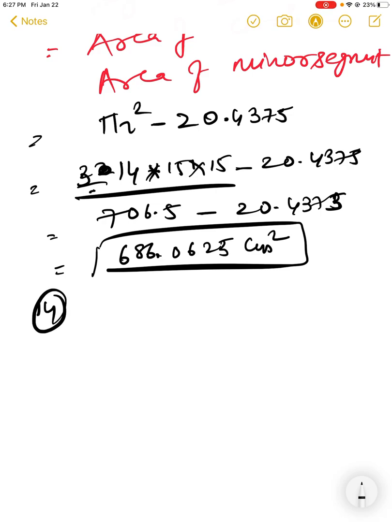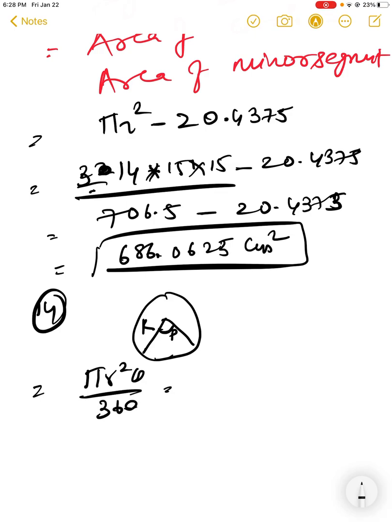Because that is your multiple choice question. 14. Choose the correct answer for the following. Area of sector of angle P of a circle with radius R. Okay, this is the circle, and P is given to you. Radius is equal to R. What is the formula for the area of a sector? Pi r square theta upon 360. Here pi is pi only, R square is capital R square, and theta is equal to P upon 360.